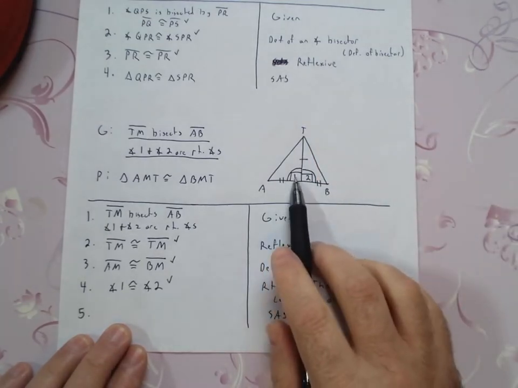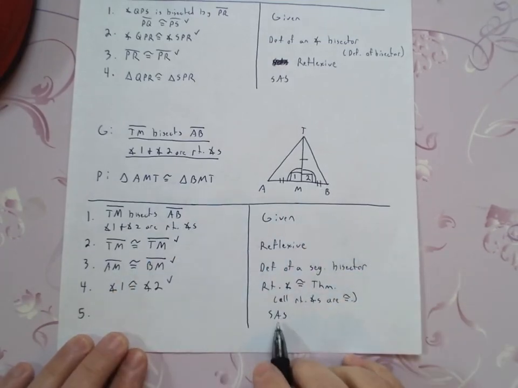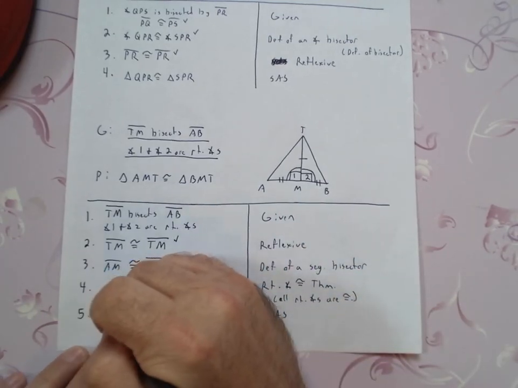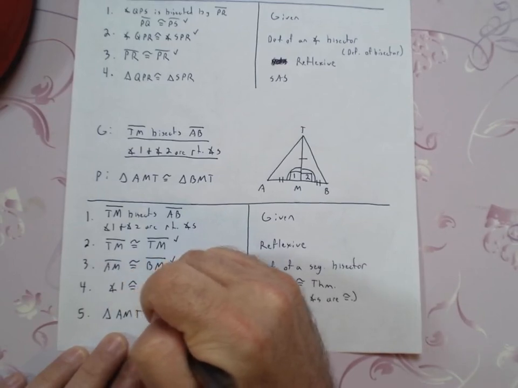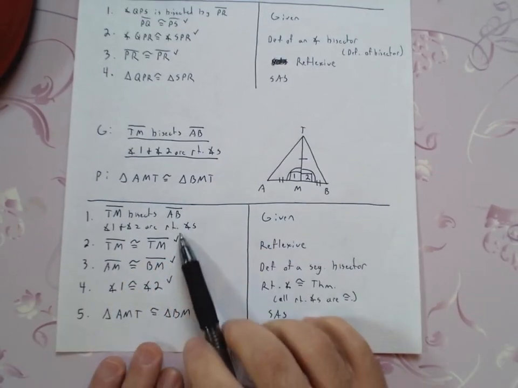And if I look at my picture, oh, look, this angle is included. Here are my two sides. So yes, my triangles are congruent because of side, angle, side. Triangle AMT congruent to triangle BMT, side, angle, side. My checklist is done.